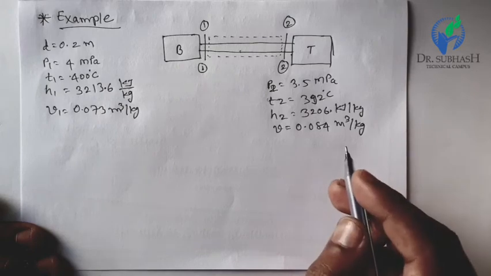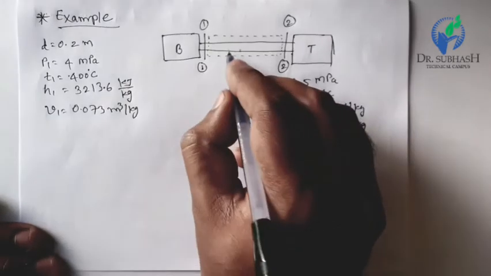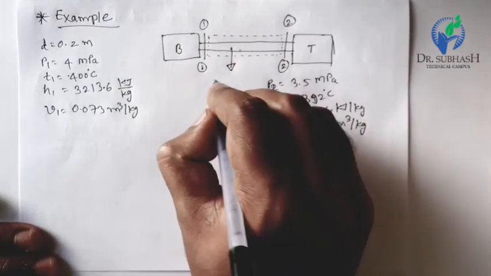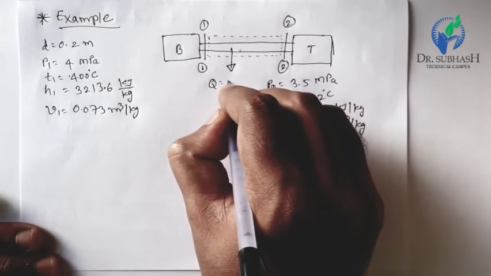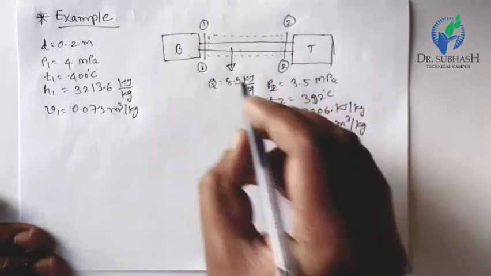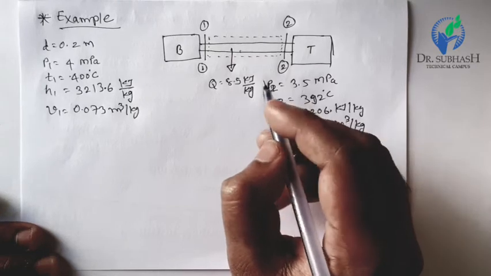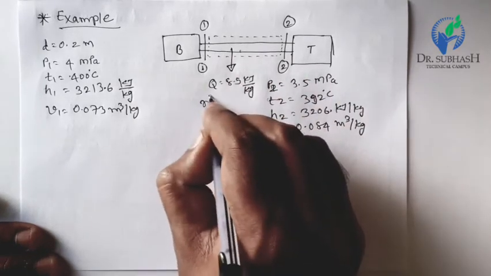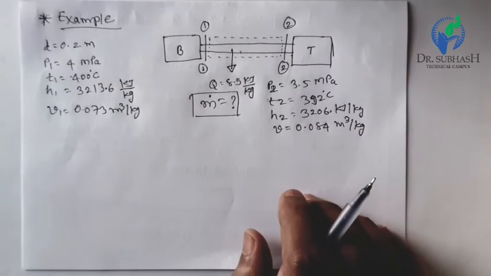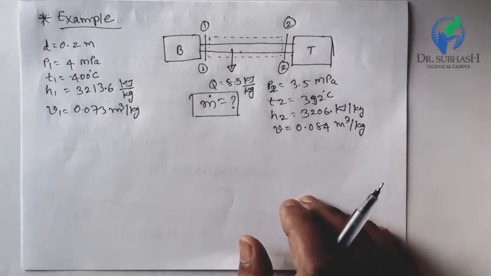There is a heat loss of 8.5 kilojoule per kg from the pipeline, so it is being lost here. Say Q equal to 8.5 kilojoule per kg. This is the heat loss from the pipe to the atmosphere. Calculate the steam flow rate from the pipe. This is what we are supposed to calculate here.